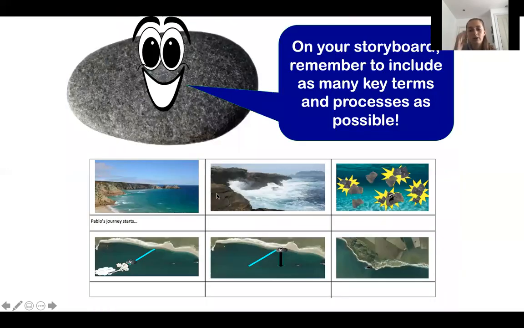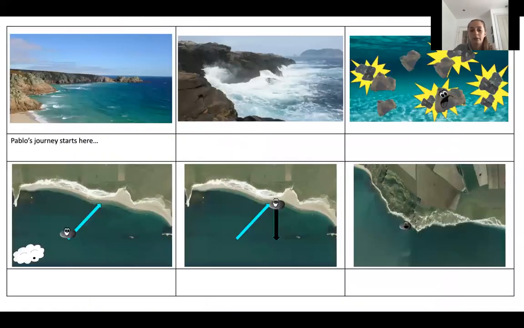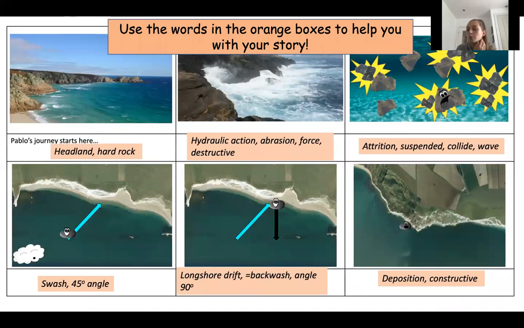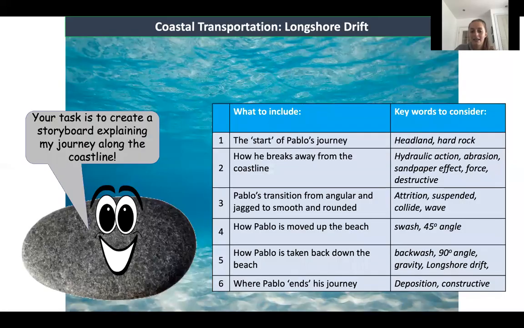So what I want you to do is create a storyboard and try to include as many key terms as possible. Your storyboard is on Show My Homework, on the worksheet, and I've also put the PowerPoint slide up as well. Try to use the words in the orange box to help you with the story. For each different section of the story, I want you to use these keywords. There are six different pictures, and I want you to include the keywords in the right-hand column to help you with your story.